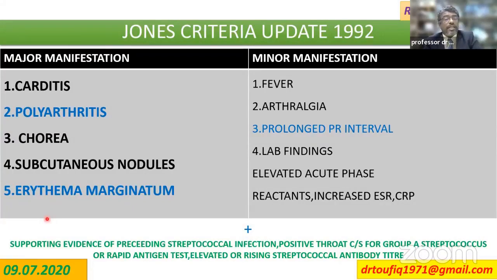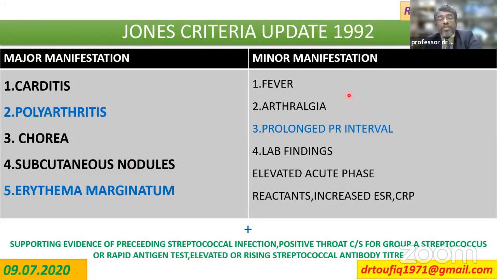This is the Jones criteria. This is the most important thing to diagnose whether the patient has rheumatic fever or not. This is the Jones criteria, updated 1990, the modified Jones criteria. The major manifestations we have discussed already: carditis, polyarthritis, chorea, subcutaneous nodule, and erythema marginatum. These are the five major criteria.